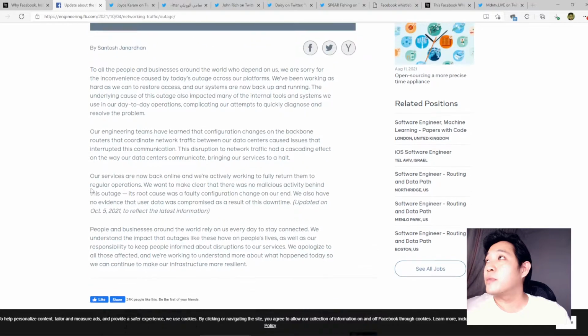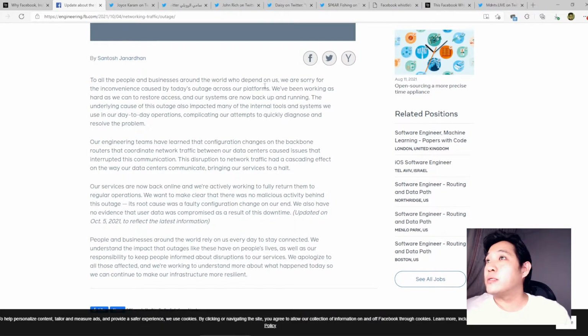So what did they say? They say they are sorry, and they're working very hard to restore systems back up and running. The underlying cause of this outage also impacted many internal tools and systems that they use for day-to-day operations, complicating their attempts to quickly diagnose and resolve the problem. So the tools they use for diagnostics and to resolve the problems are also out. Basically that is the weak spot of Facebook, and any hackers or evil people now know where to attack Facebook.